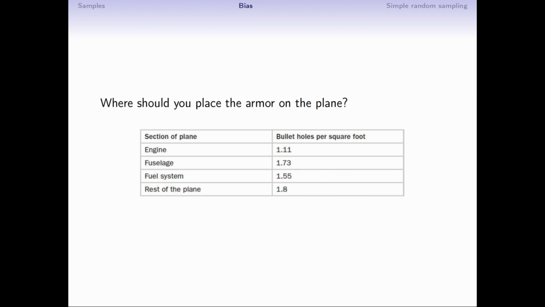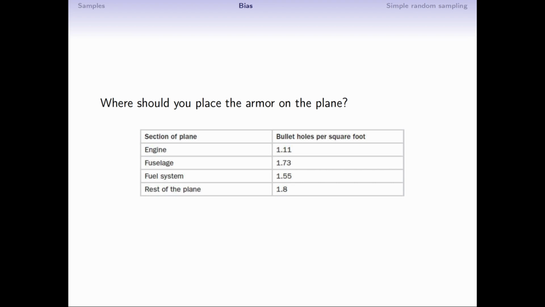The ones that we would most like to examine are the ones that got shot down, but they're not here. Wald argued that you should armor the planes to protect the engines. That's the one that actually has the least bullet holes per square foot.